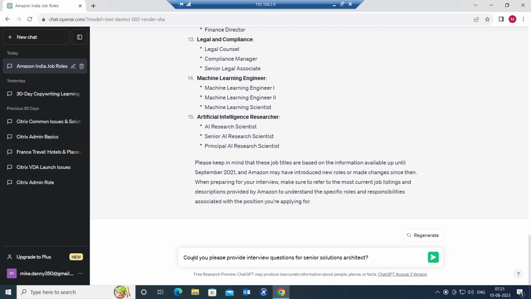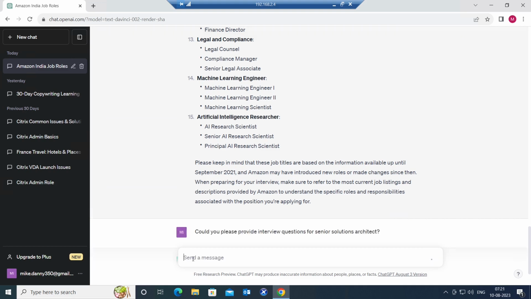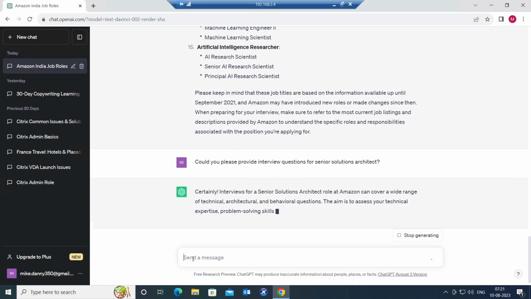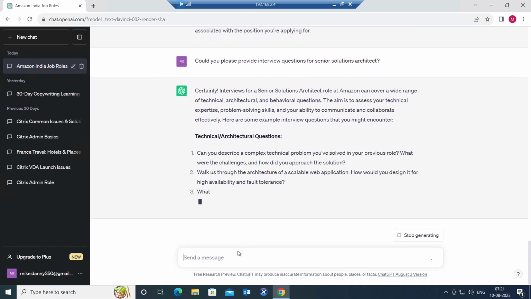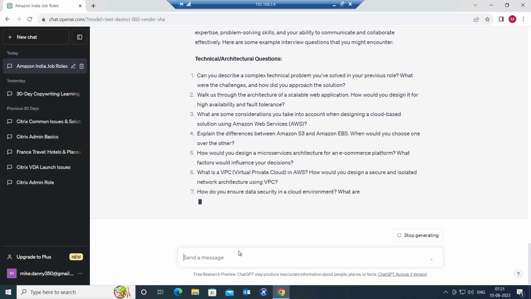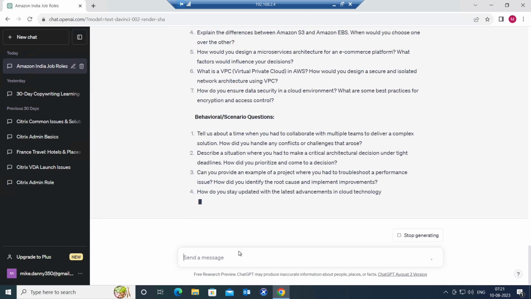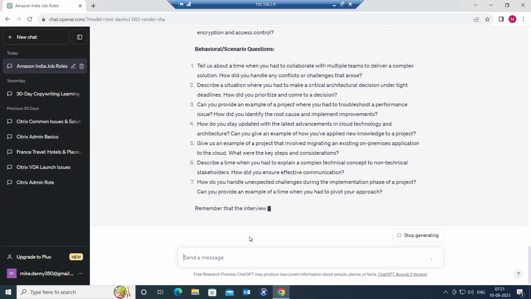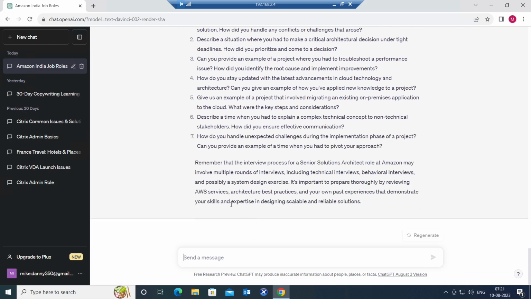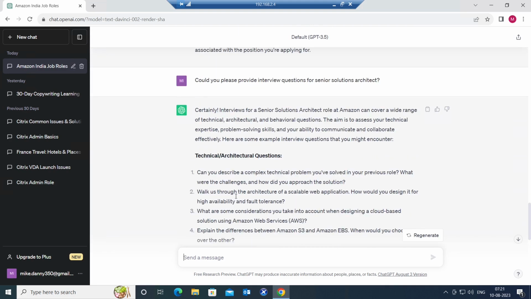Now we are going really deep into this. I'm going to hit enter. See what happens. It is going to give all the interview questions that have been asked to the people in this organization so far. See, these are all the beautiful questions. Technical questions: can you describe a complex technical problem you have solved in your previous role? What were the challenges and how did you approach the solution?